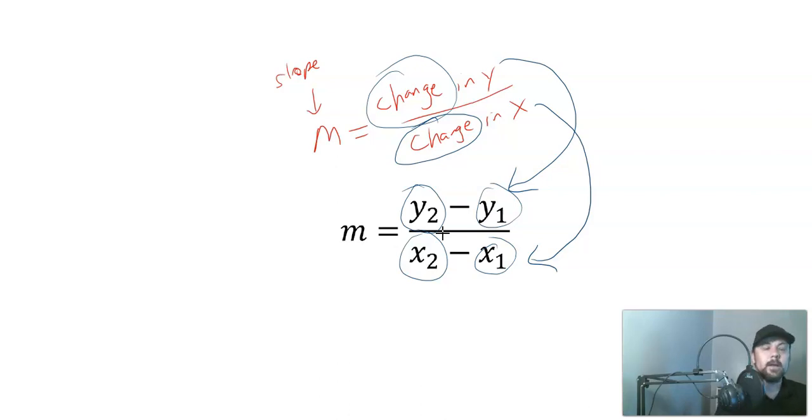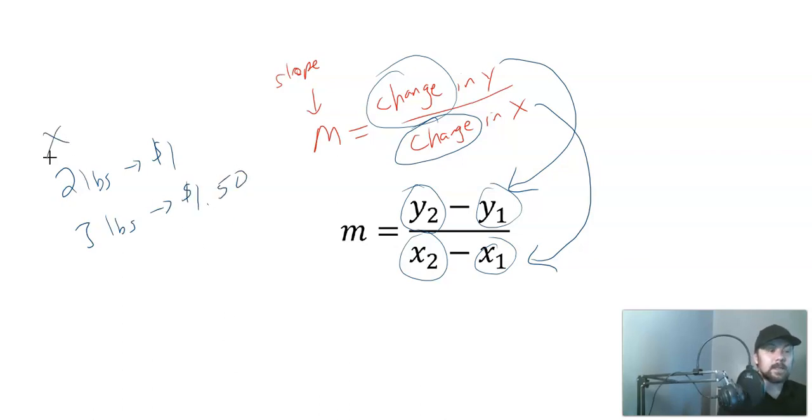Okay. So for example, bananas, right? So if we buy 2 pounds of bananas, it was $1, right? And if we buy 3 pounds of bananas, it's $1.50 because it's 50 cents per pound, right?